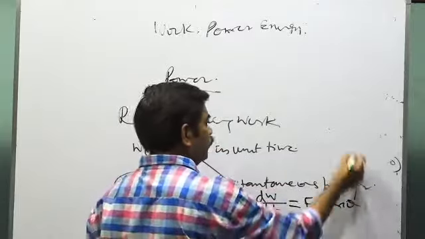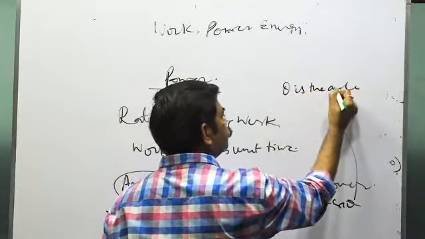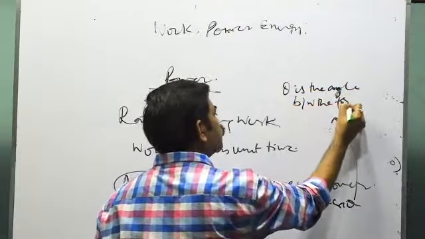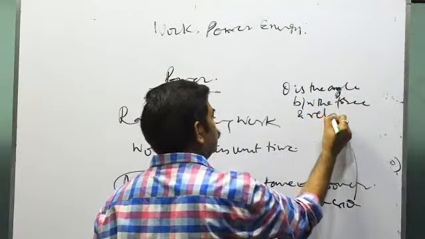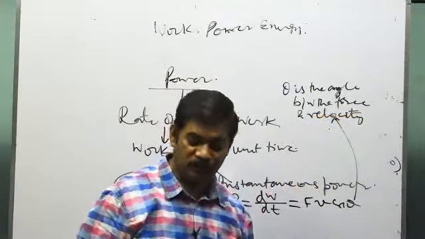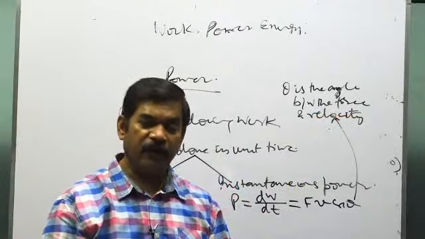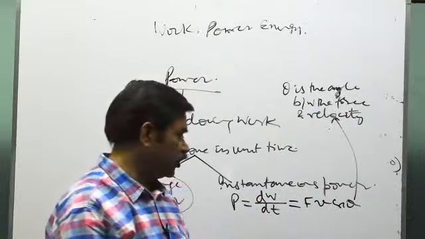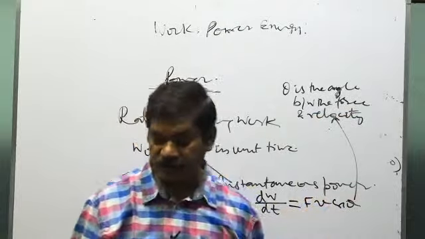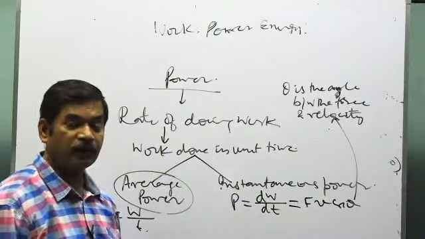Theta is the angle between the force and the velocity. So it will be force into velocity into cos of theta. This is the power generated by the force F if you have to calculate the instantaneous power.